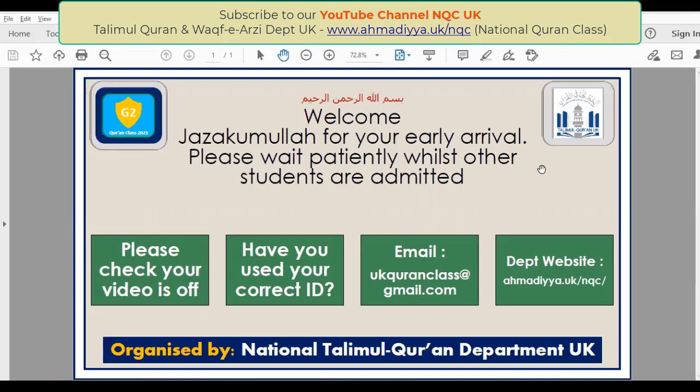Please make sure that you are logged in today with your correct ID. Only IDs that are logged in correctly will be called to the mic and asked to participate. Please also make sure that your heads are covered, that you have done wudu before you enter the classroom today, and ensure that you're sitting in a nice and quiet place with no background noise or disturbances so that we can all hear you clearly when you're called to the mic.